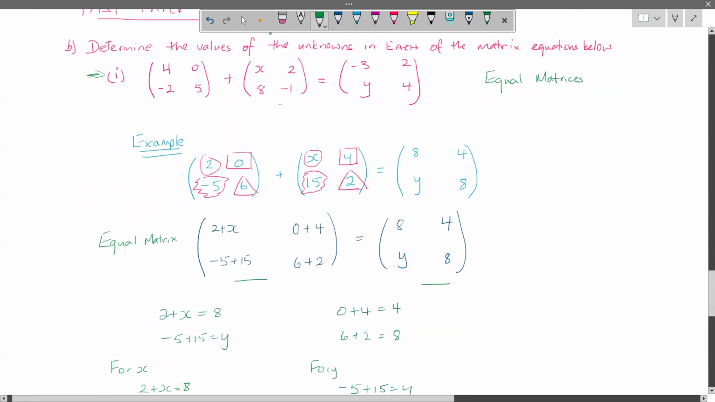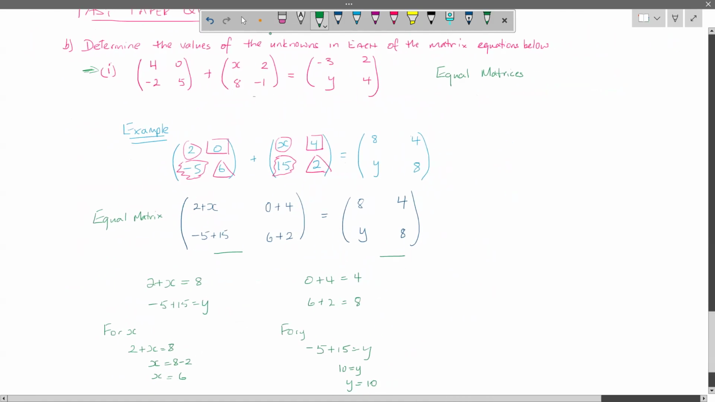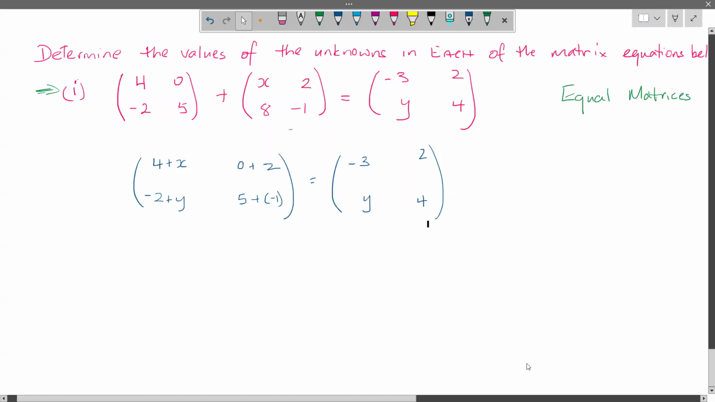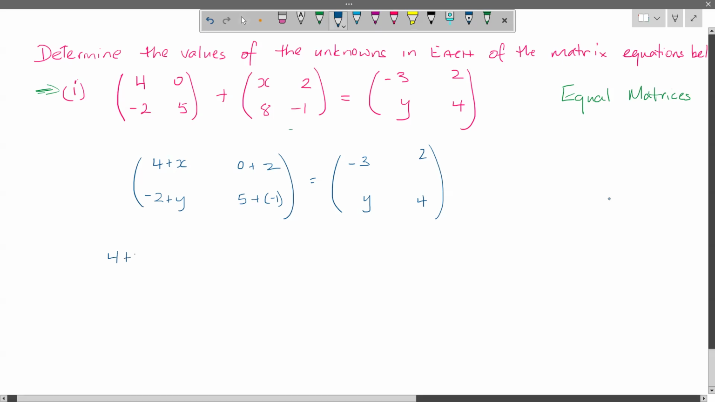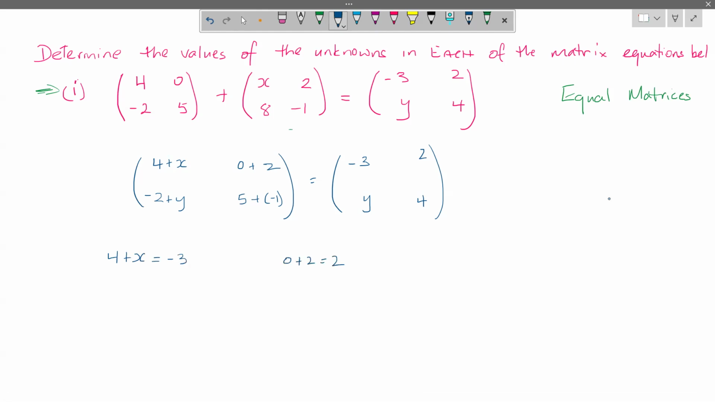I'll make it a little smaller so you see everything. Work out x and y for part 1. See if we can get an answer. Right, so this is what we're going to do for the solution. Remember, like I said, we add similar positions, and this is where we get equal matrices. And then you equate. 4 plus x is equal to -3. 0 plus 2 is equal to 2. -2 plus 8 is equal to y. And 5 plus -1 is equal to 4.